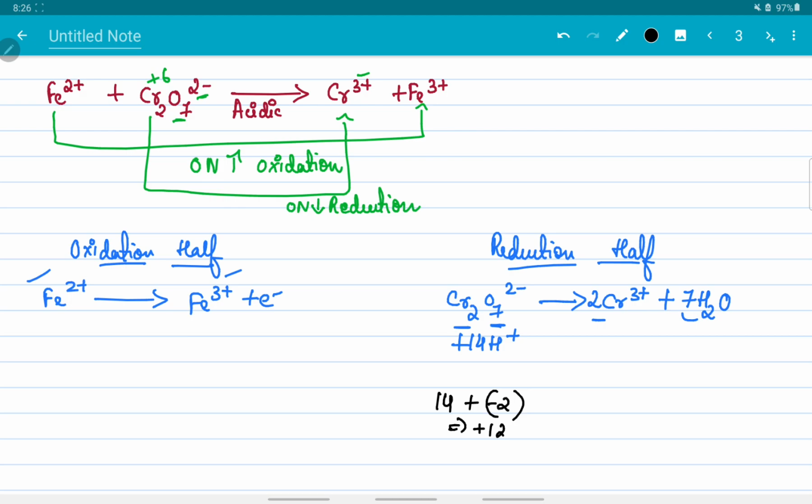Now if you check the RHS, there is 3 plus charge, but there are 2 chromium atoms, so we will take 2 into plus 3, that is plus 6. So plus 6 is the overall charge on the RHS and plus 12 is the overall charge on the LHS. That means the LHS has lost 12 electrons and the RHS has lost only 6 electrons.